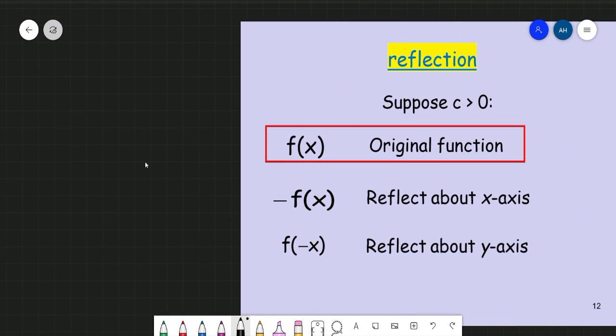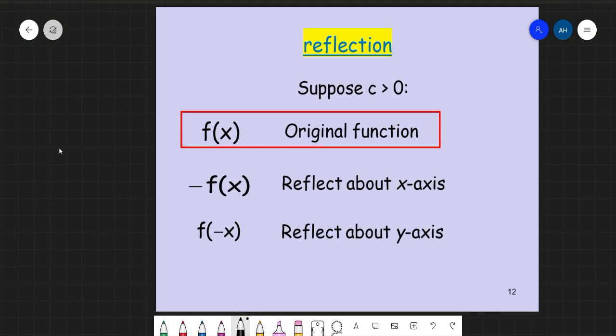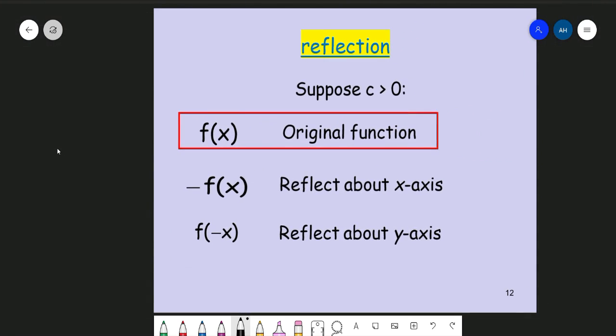That's about translation. There are 4 types of translation: upwards, downwards, to the right, and to the left.